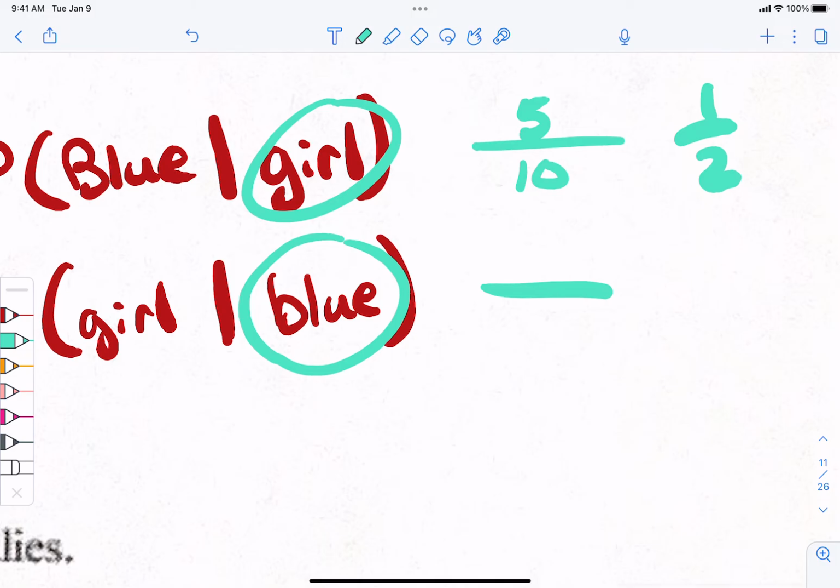5 boys. Are you blue? I'm actually feeling pretty. No. Are you blue? No. So that would be a 6th. I have heterochromia.